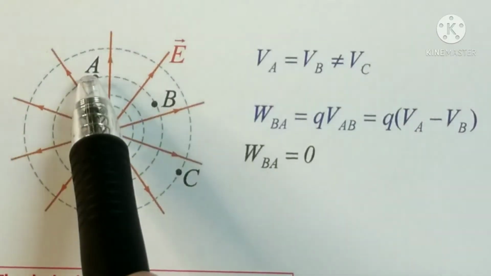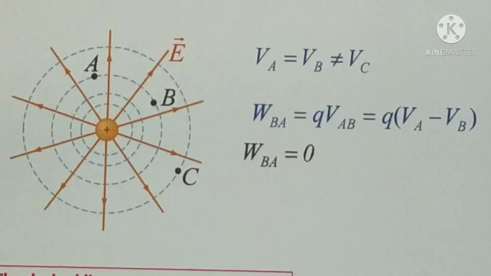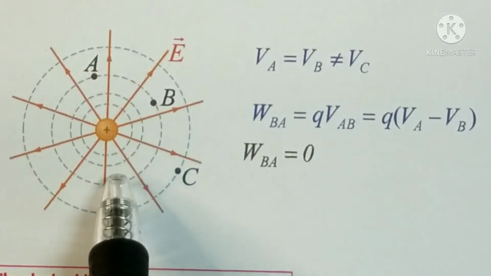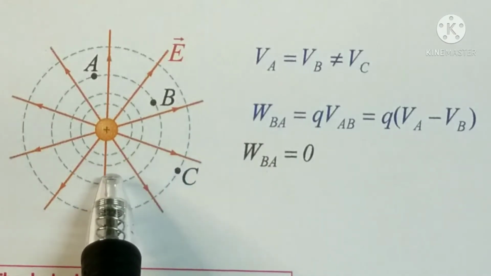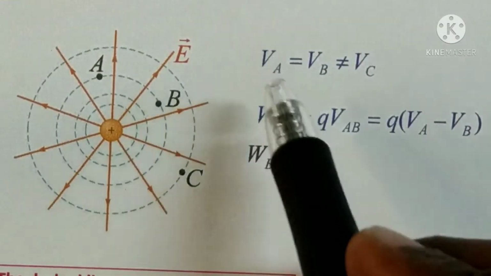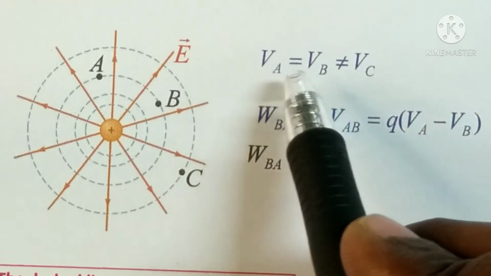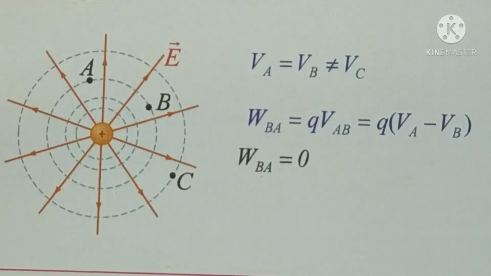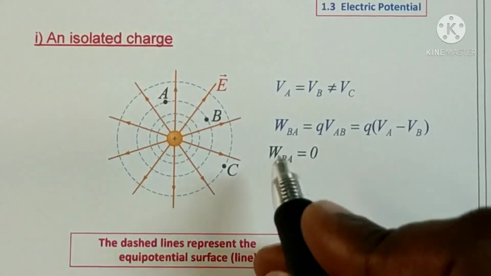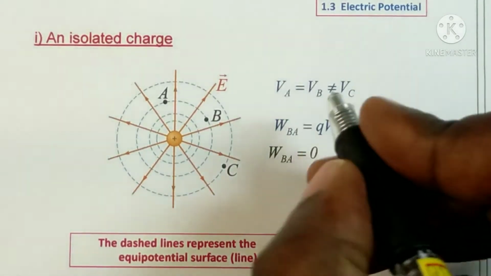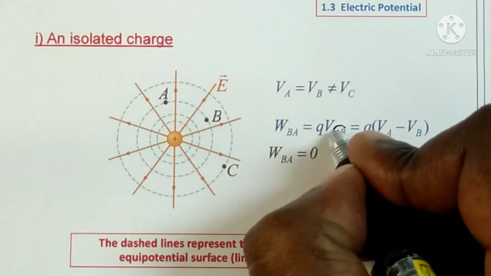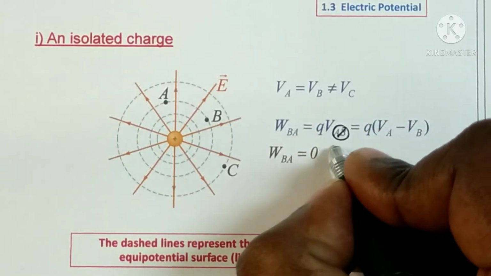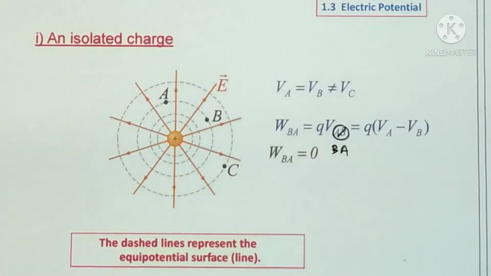So for point A and point B, they are on the same equipotential surface. So the electric potential VA equals VB and not equal to VC, because C lies on a different equipotential surface. So work done from B to A, so here should be B to A.